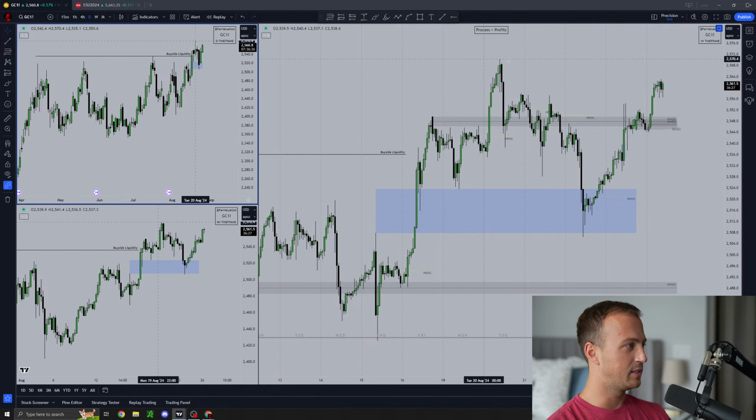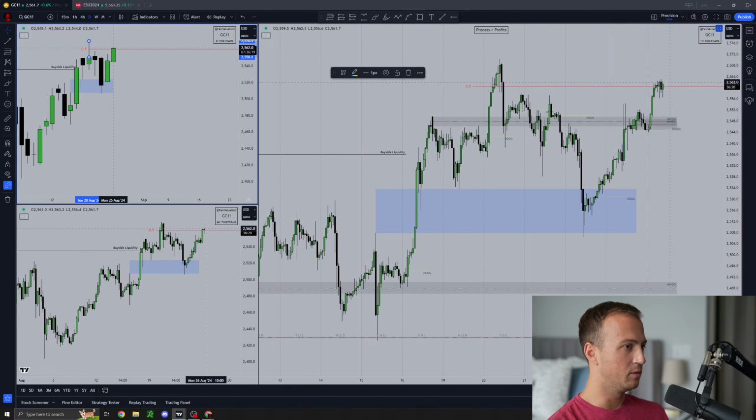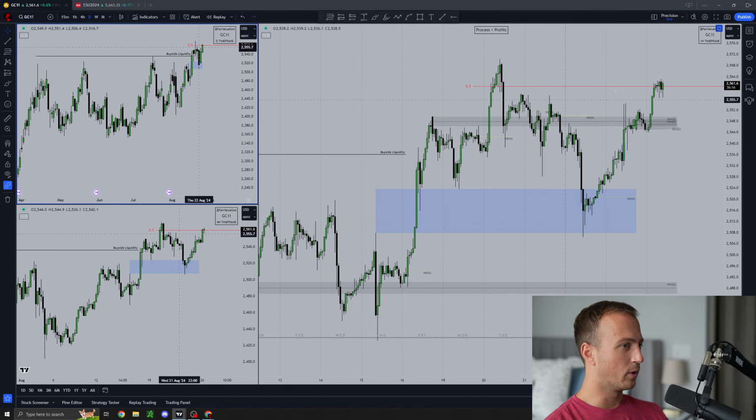Yeah, gold looks like it wants to take highs. Obviously, eyes are on this wick here, 50%. We've hit that here, and we're kind of chopping around it now. So that's gold for you.